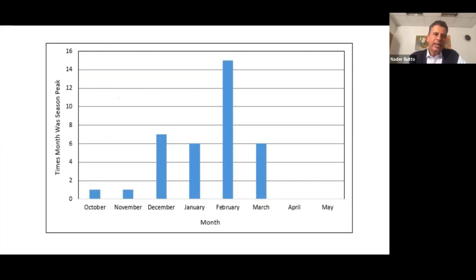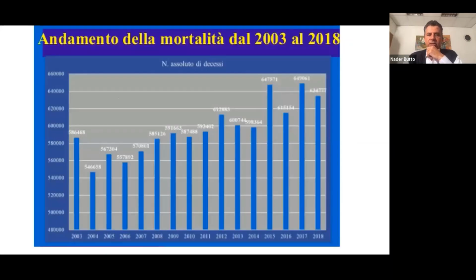And here we can see the peak of the seasonal flu, and the peak normally is in February, March. February is the biggest flu season, and after that it goes down, and in April normally it will vanish.